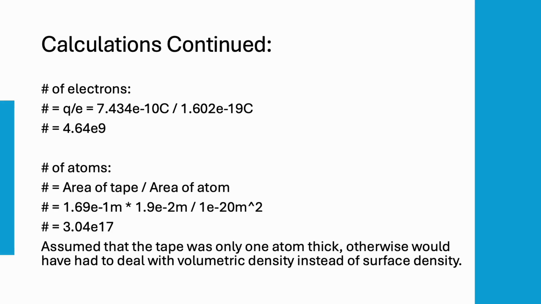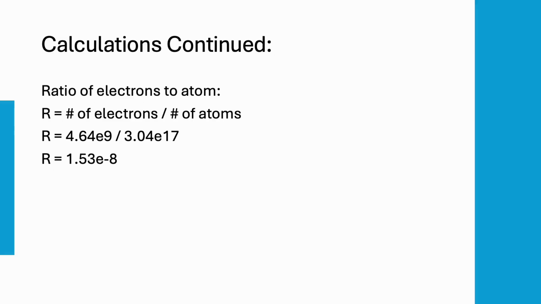Using the area of the tape and the area of an atom, we were also able to find how many atoms were in the tape, 3.04 times 10 to the 17. One assumption during the atom calculation was that the tape was only 1 atom thick. Otherwise, we would have had to deal with volumetric density of an atom instead of surface density. For some final calculations, I determined the ratio of electrons to atoms, and calculated that it was 1 to 1.5 times 10 to the 8.